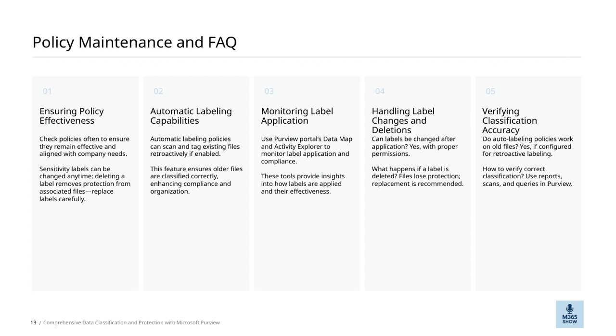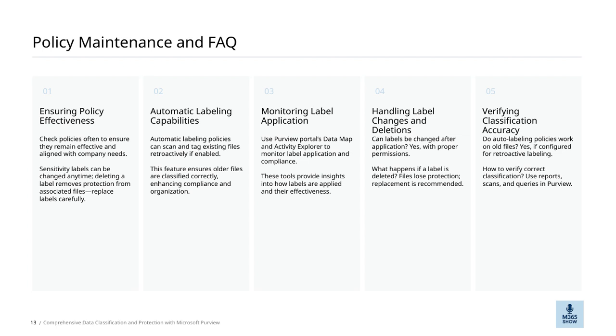What happens if a label is deleted? Well, the files that had that label lose their protection. So, if you delete a label, you should replace it with a new one to keep your data protected. To monitor label application and compliance, you can use the Data Map and Activity Explorer within the Purview portal. These tools give you valuable insights into how labels are being applied and whether your policies are effective.